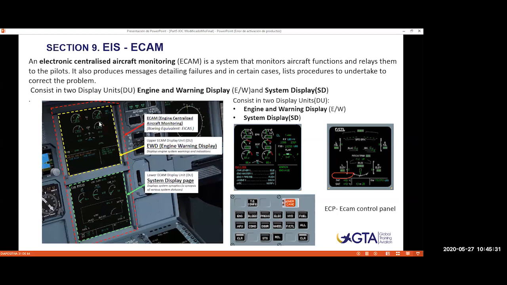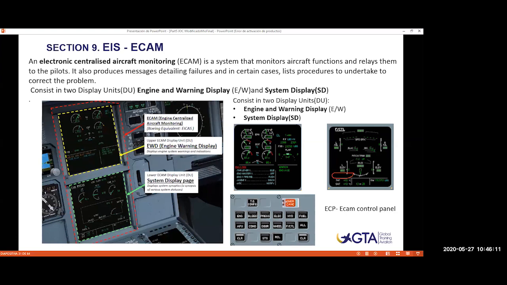But it not only gives information, it also details if we have some failure. If we have failures on the systems, because we have many detectors, it is going to give me that information. And much more, it gives me a list of actions that we have to do to correct the problem and to land in a safe way. This system is able to do all of these things.